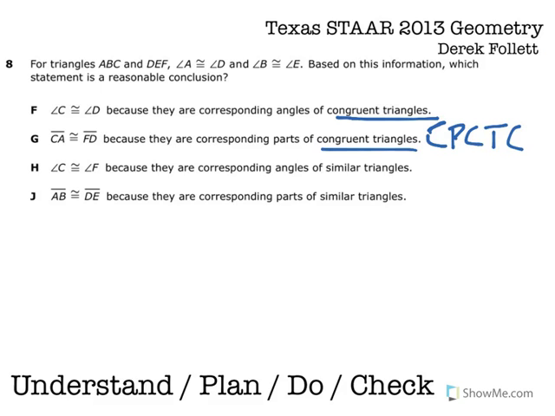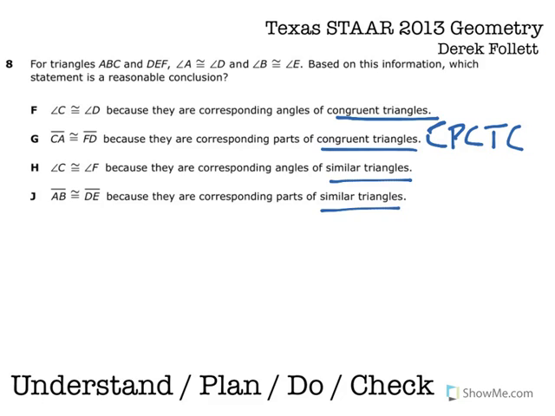Okay, and then there's H. Angle C is congruent to angle F because they are corresponding angles of similar triangles. And J, AB is congruent to DE because they are corresponding parts of similar triangles. Okay, I think I understand what's being asked pretty well.